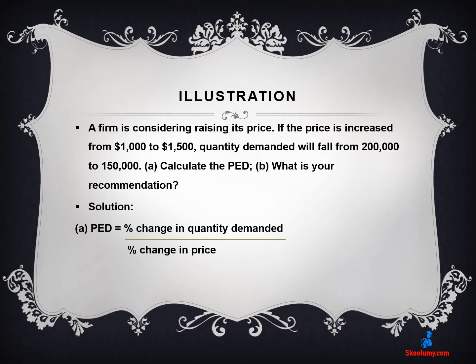We are going to solve a question to further clarify the relationship between PED and total revenue. A firm is considering raising its price. If the price is increased from $1,000 to $1,500, quantity demanded will fall from 200,000 to 150,000. A. Calculate the PED. B. What is your recommendation? We are using the PED formula for the first part of the question. PED is percentage change in quantity demanded divided by percentage change in price.